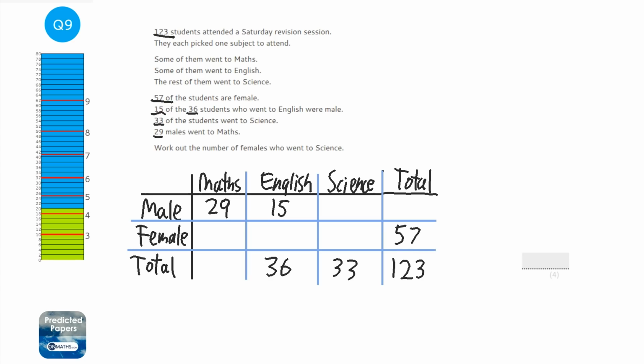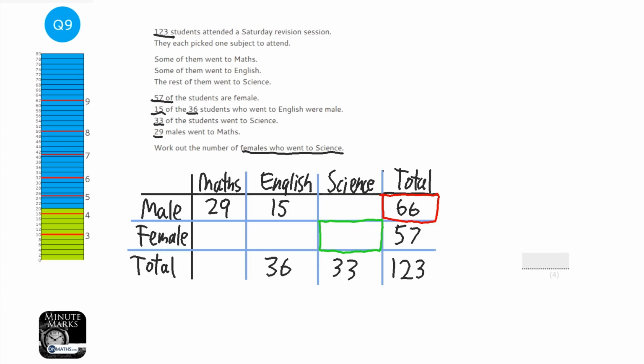Okay, what we're asked for is the females who went to science. So if I highlight that, we're looking for this one here. What you can do with this question is just try and fill out the bits that you can, so I'm going to start off with this top one here. There are different ways of doing this. If there's 123 students in total and 57 of them are female, then 66 of them will be male.